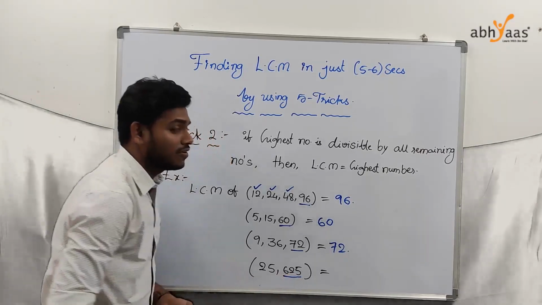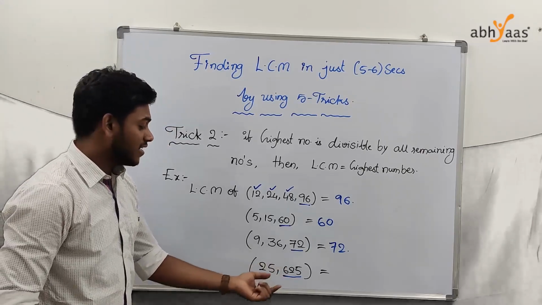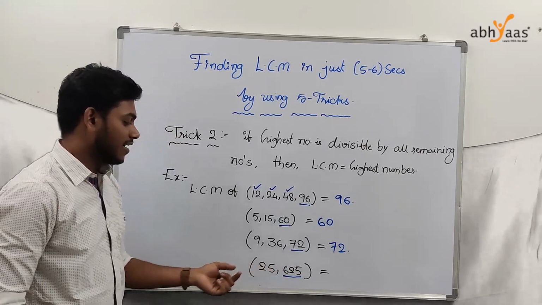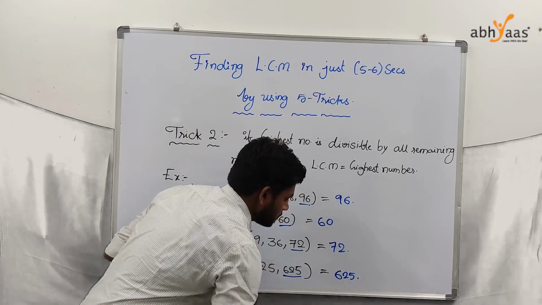625 is the highest number and we know that 25 squared is equal to 625. Definitely 625 is divisible by 25, hence the answer is 625.